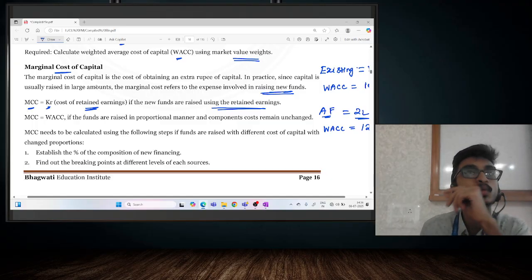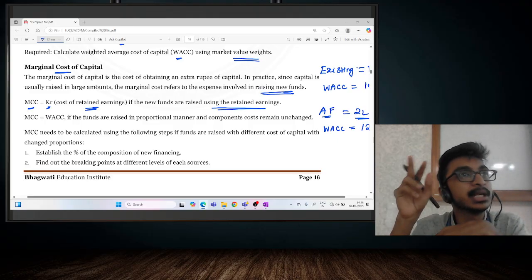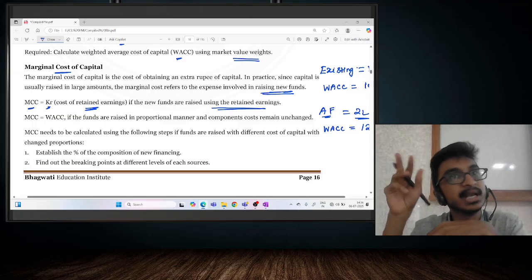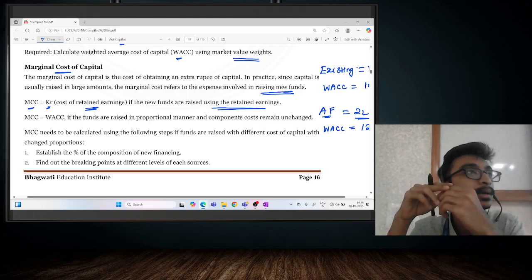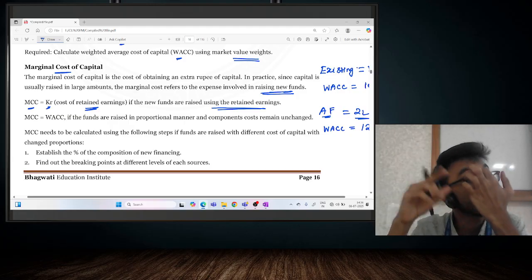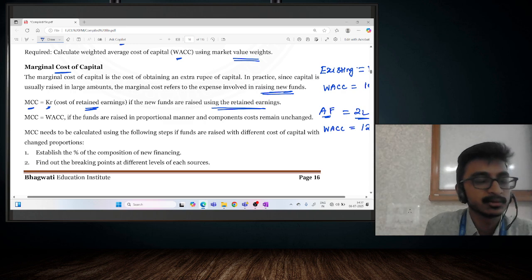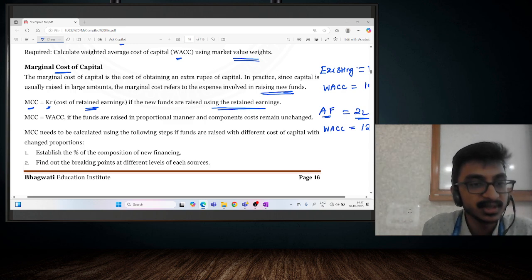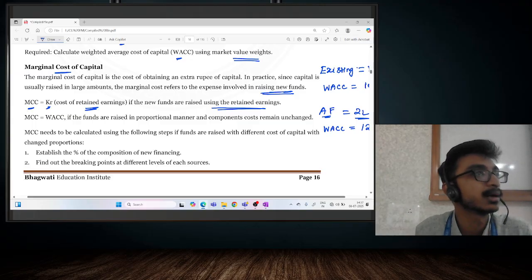And we also discussed one more formula. Cost of retained earnings is equal to cost of equity into 1 minus F into 1 minus T, where T is nothing but what tax? Not corporate tax, but it is the personal tax rate. So marginal cost of capital is equal to cost of retained earnings if additional funds are raised using the retained earnings only. Is this part clear? Any doubt in the first point?